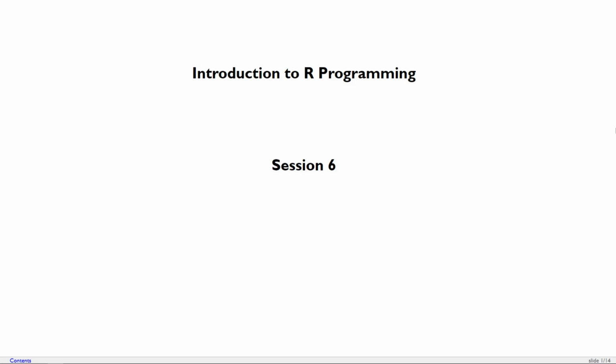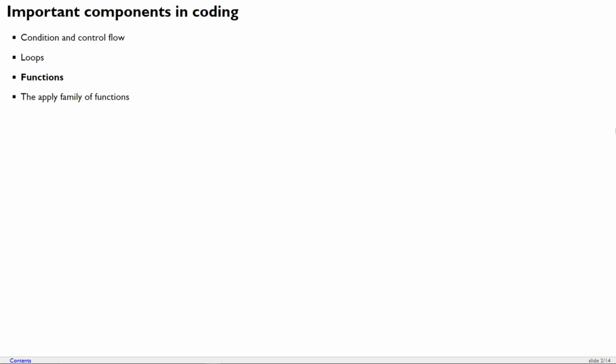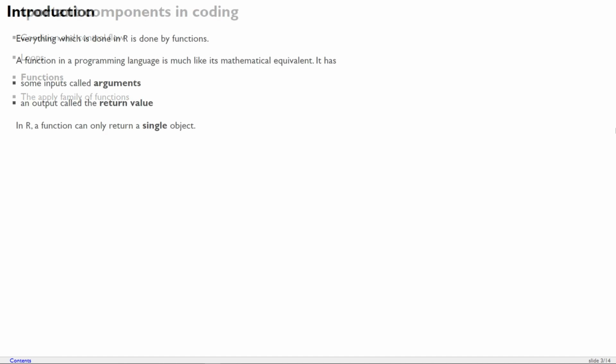Hi, in this video, we will continue to talk about R programming. We'll talk about functions. Everything which is done in R is done by functions. And the function in the programming language is very much like its mathematical equivalent. It has some inputs called arguments and an output called the return value. And in R, a function can only return a single object.